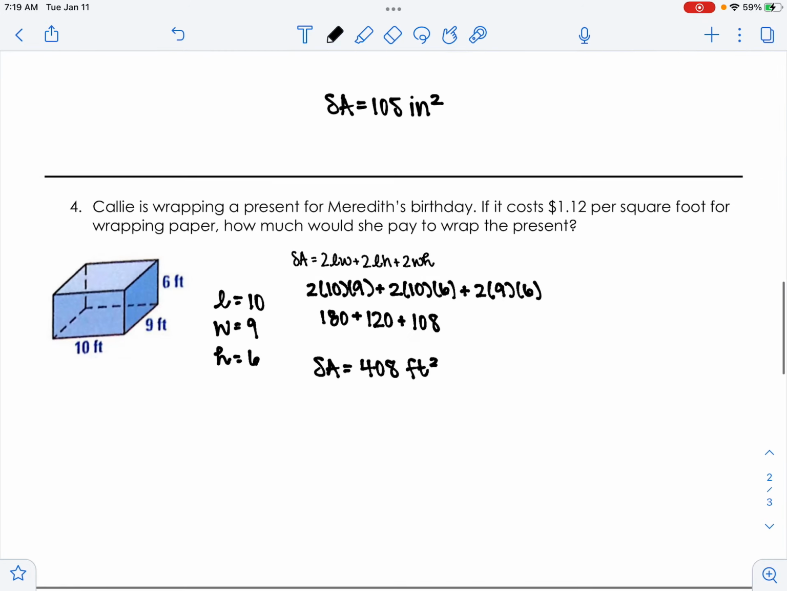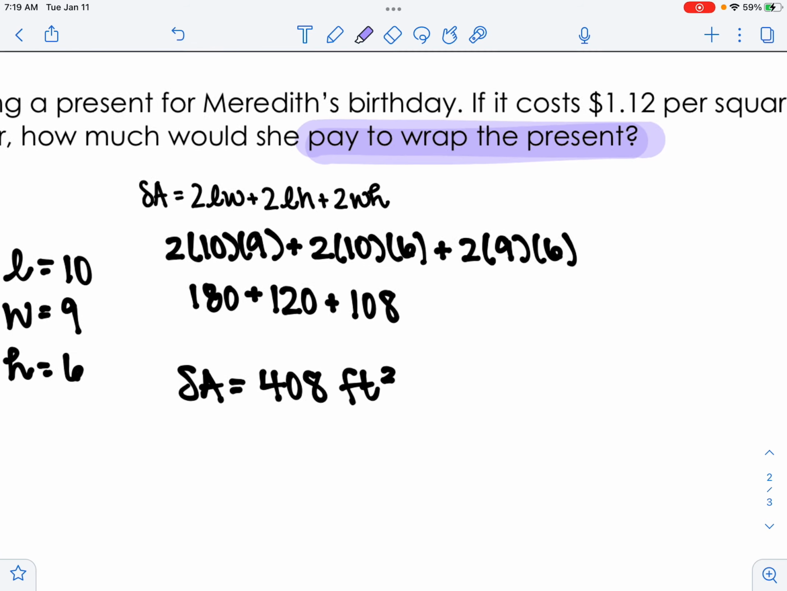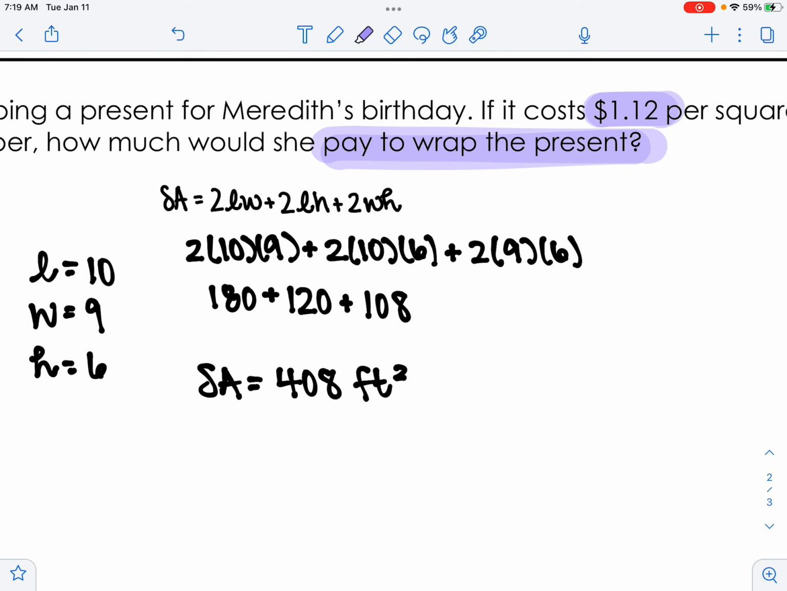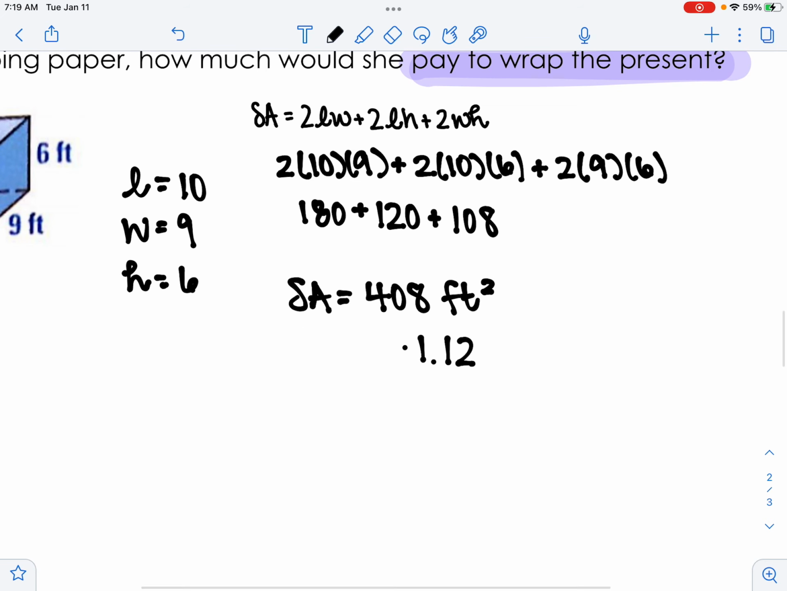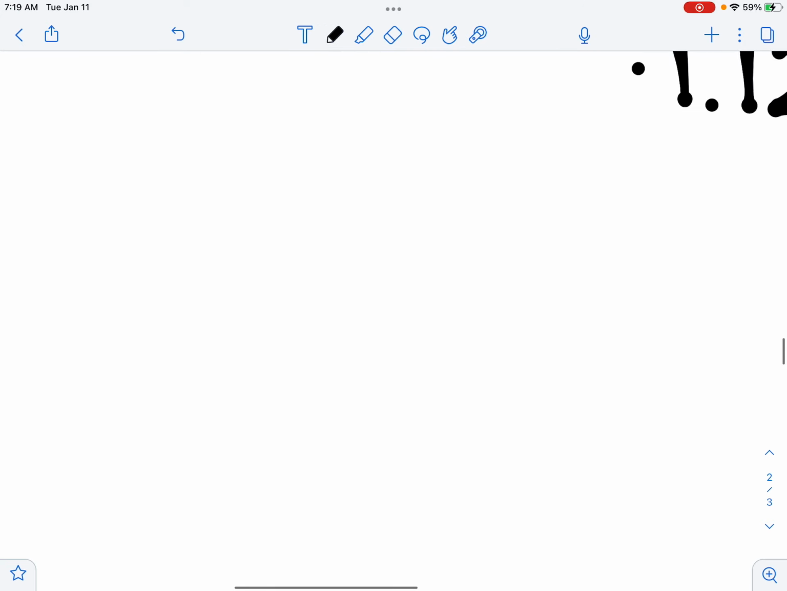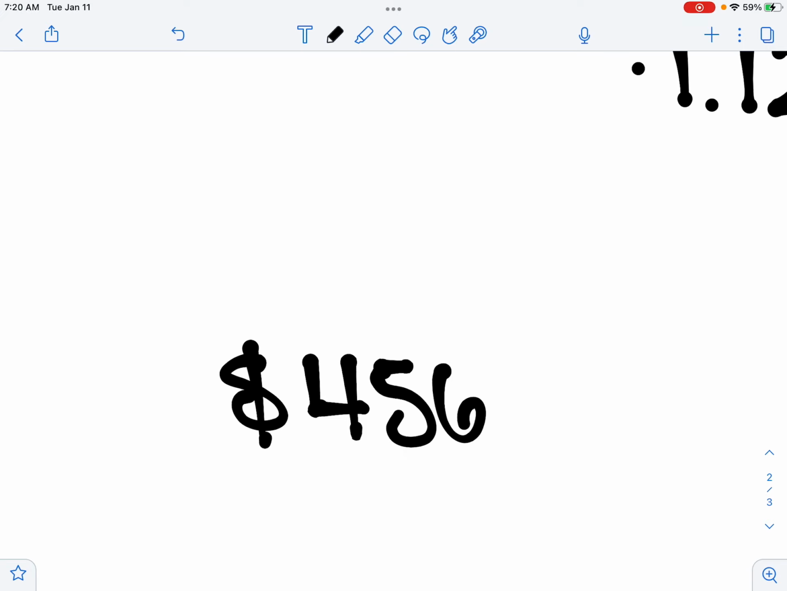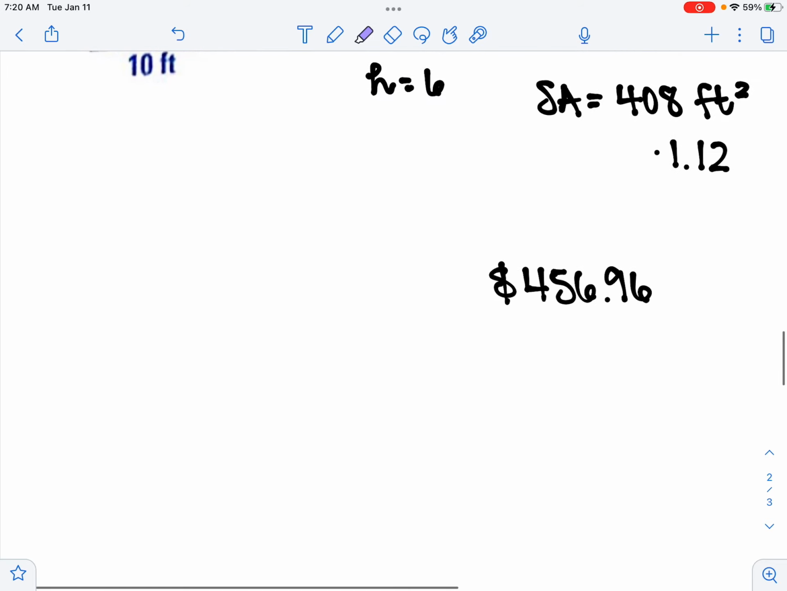Now what we're going to do to find the total amount that she would pay just to wrap the present, if it's $1.12 per square foot, is take the number of feet that I have and multiply it times $1.12 to figure out the total price. So you take the 408, multiply it times $1.12, and just to wrap the present is $456.96. And there's our final answer.